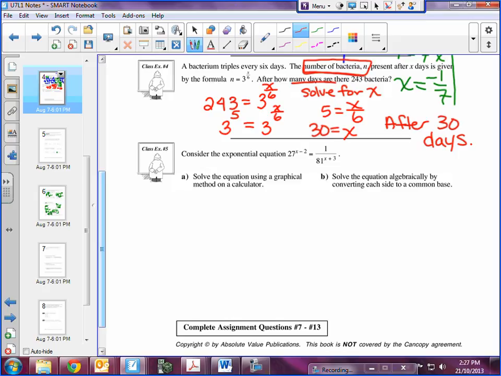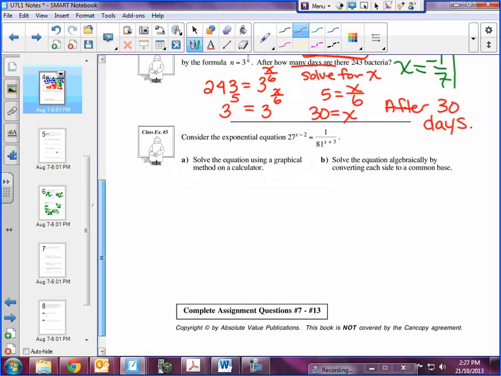So you can do this in your calculator then? No, you don't put this in your calculator because you're solving for x, so it's easier to go with the base. Set your bases equal to each other and then set your exponents equal to each other. It's the easiest way to do this.